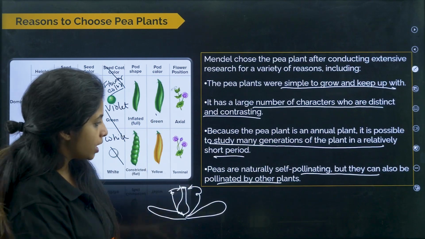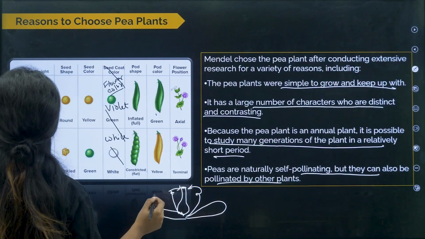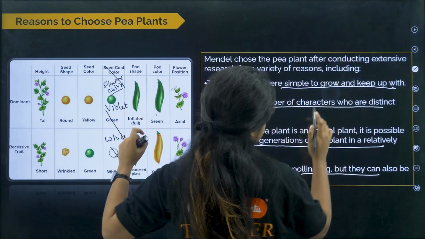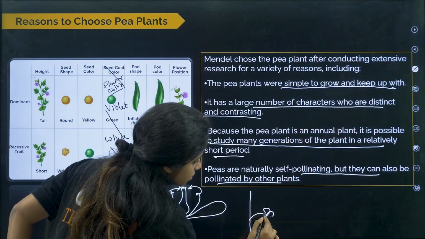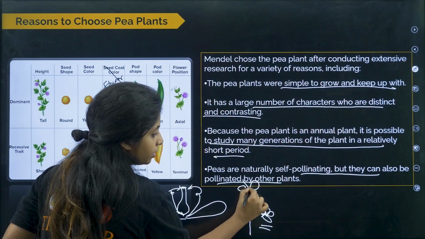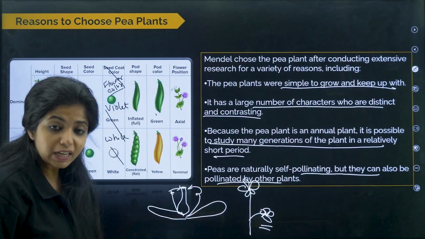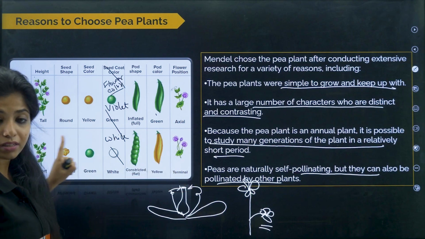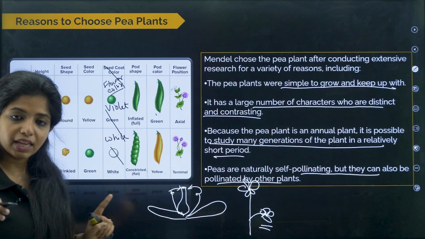Now flower position. There are two types of flower position: one where flowers are coming from the sides, known as axial, which is dominant, and if the flowers are terminal, it is known as the recessive trait. So please understand, these are the dominant traits, these are the recessive traits. How many of them do you have? 7 of them.